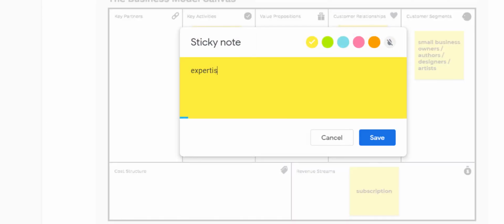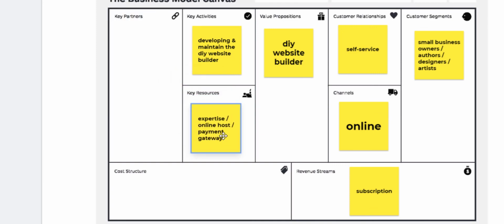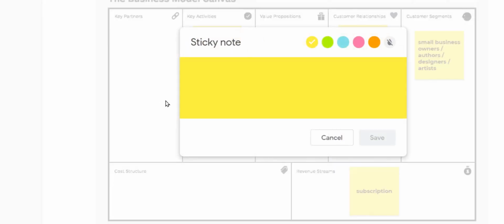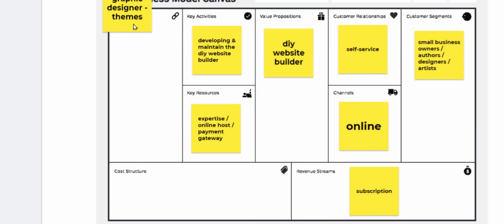We'll again need the expertise to do it, to actually build the builder. We will need an online host. We will need a payment gateway. And that'll be our key resources. Key partner, we're going to need a key partner here. Maybe we could partner with a graphic designer that'll provide themes for us, and that could keep it up to date, etc. Nice, engaging themes, etc.